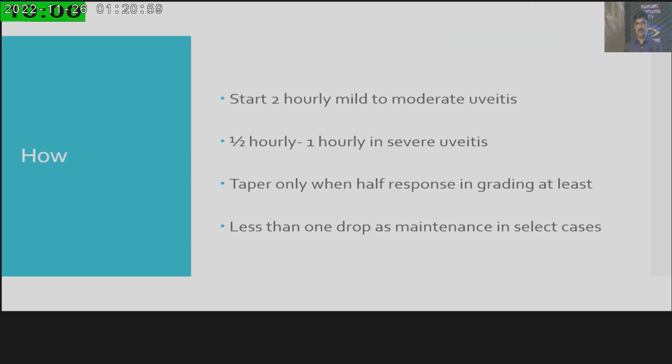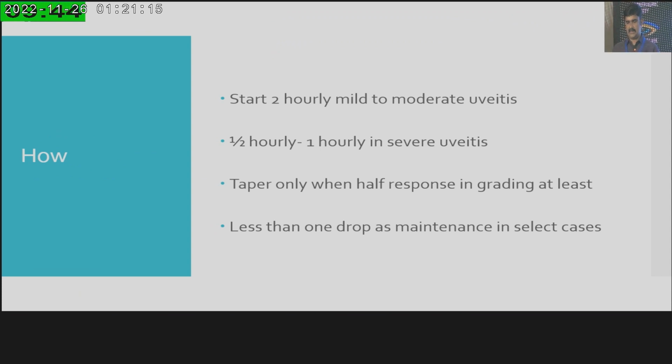And you should not drag the treatment of steroids more than what is needed. So you have to start tapering at the right time. Usually the clue is whenever the grading decreases by half. For example, 4+ cells become 2+ cells. That's the right time you can start tapering steroids.